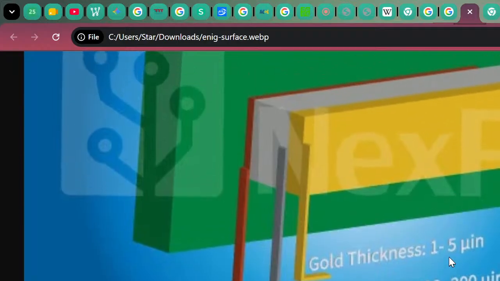So here it is given 125 micro inch. The specification says 2 to 8, but 125 is also used. I told you, those are the actual specifications, but industrial practices are different.